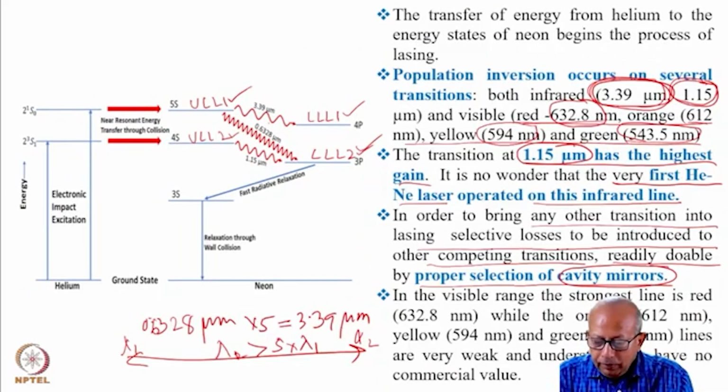Now in the visible range, as I have already said, the strongest line is the red line, while the orange, yellow and green lines are very weak and understandably have no commercial value.